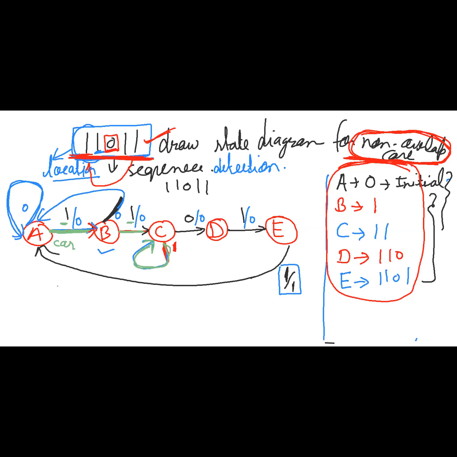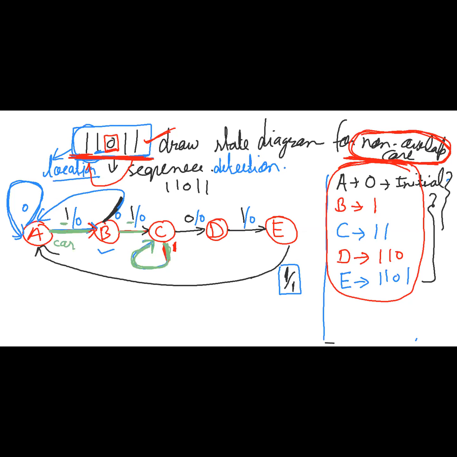Yes. So at C, I have 3 ones. Understand now? If not, I can explain again. It should be clear to you. Is it clear or not? Clear. Okay. Now let's start.